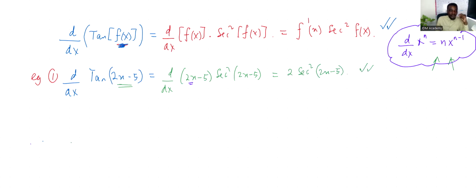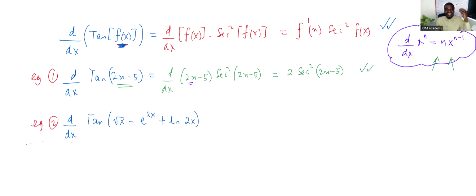Let me reinforce this concept further by means of another example. Let's say example number 2. In this example, we want to find the derivative of what? Let's say tan, right? Tan of what? Tan of root x minus e to the power of 2x plus ln of 2x in brackets.